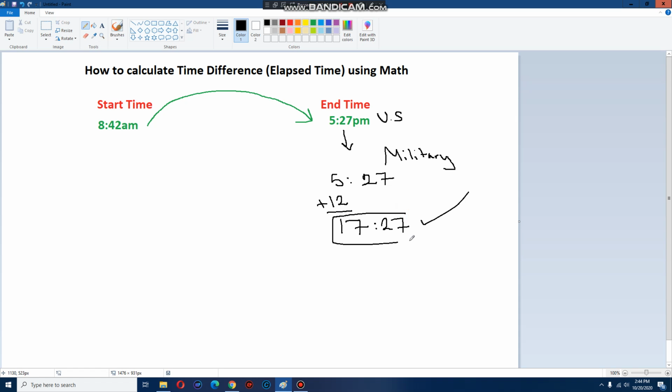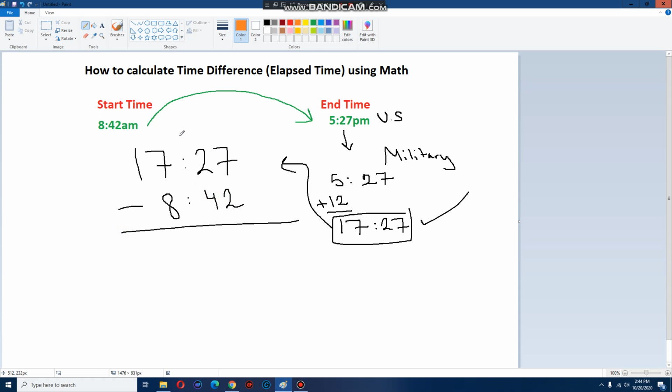I'm now going to take this answer and bring it back up over here, and I'm going to write 17:27, and of course I'm going to minus it by 8:42. As always, I'm going to cut a line through the hours and through the minutes. This is the hours side, this is the minutes side. And now we're going to subtract time difference. But wait, we have a problem. 27 minus 42. I can't do that. I cannot do a small number minus a big number.